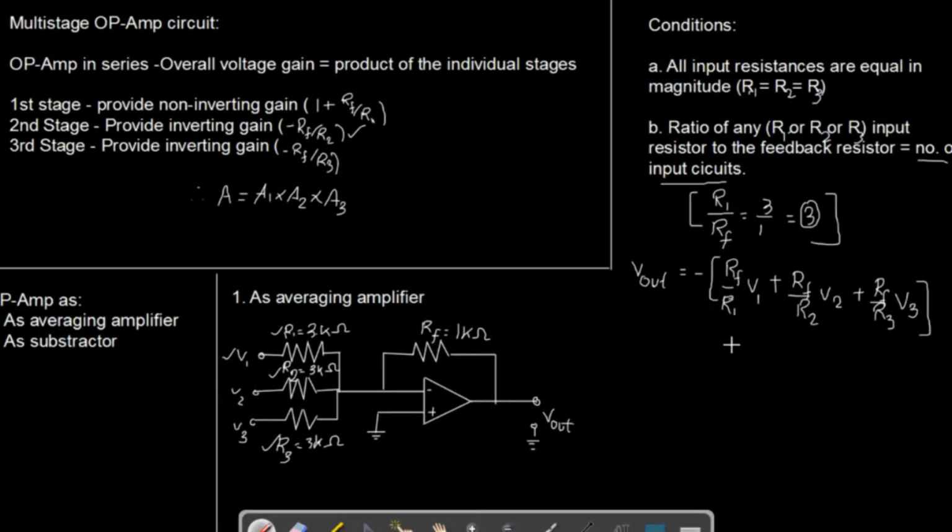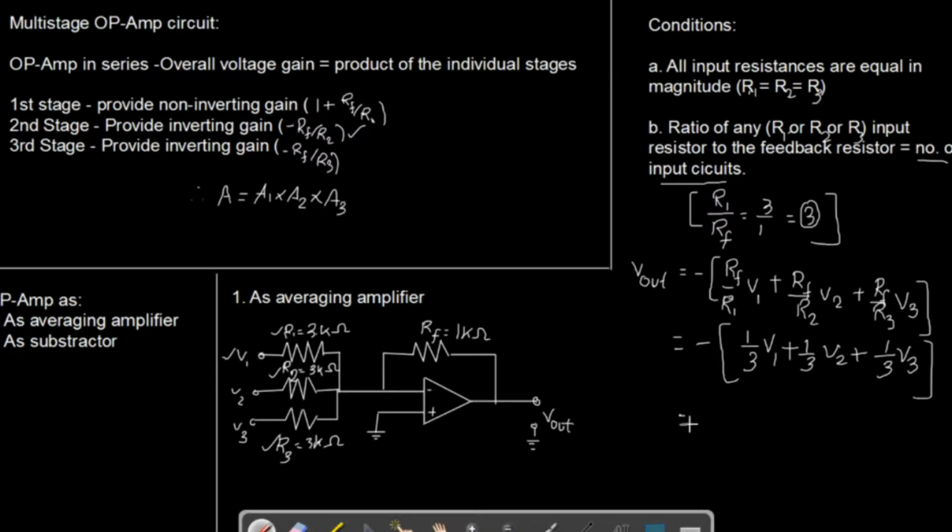We have already considered the value of the resistors and the ratio, so you can just replace these values. This is Rf by R1, and that is R1 by Rf, so Rf by R1 would be 1 by 3, right? So you can just take 1 by 3 here. This would be V1 plus 1 by 3 V2 plus 1 by 3 V3.